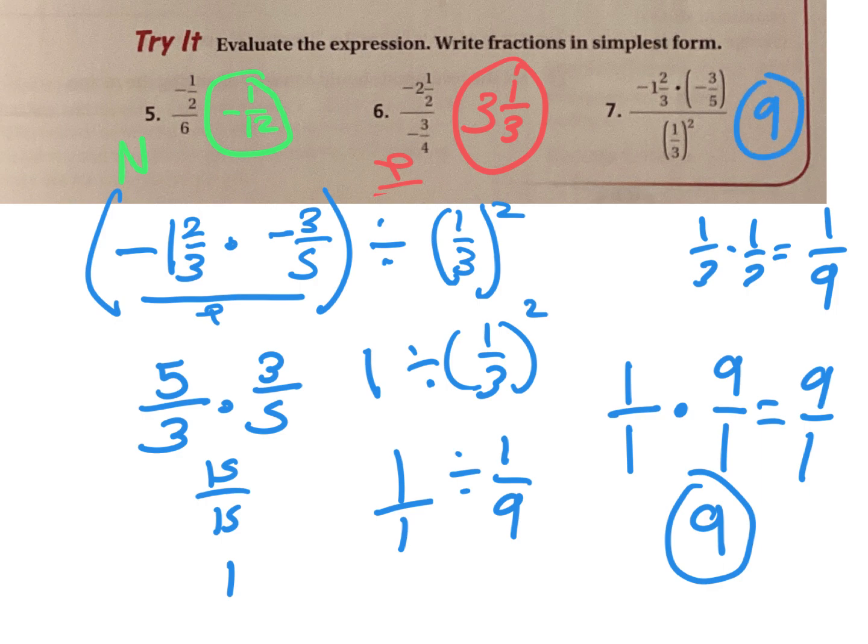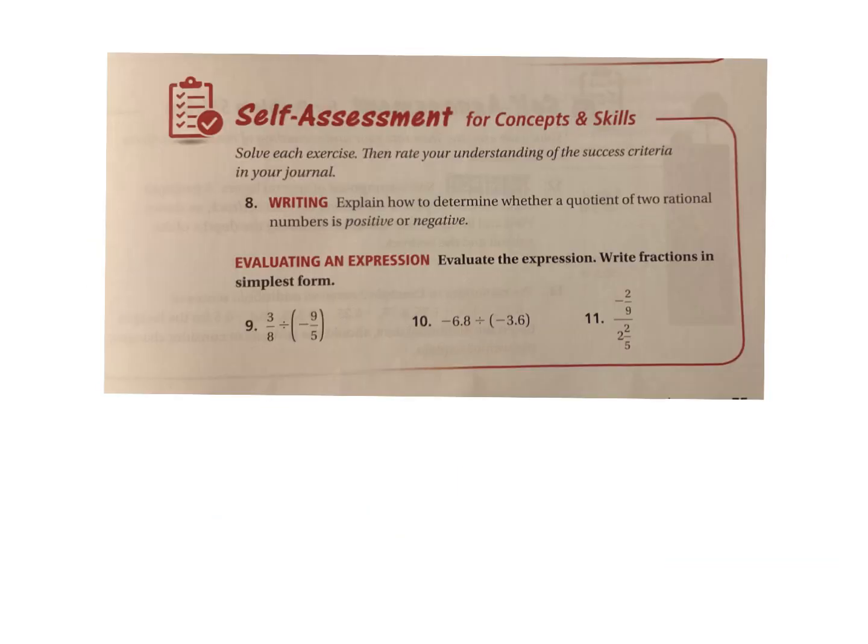So after doing all of that, you get an answer of 9. But you have to do some multiplication, you have to do some exponents, and then some division. Complex, lots of steps. Here's the self-assessment. Go ahead and pause the video, do 9, 10, 11, and then come back and see how you did.